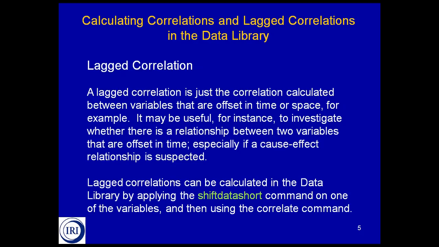Now, a lagged correlation is just the correlation calculated between variables that are offset in time or space, for example. It may be useful, for instance, to investigate whether there is a relationship between two variables that are offset in time, especially if a cause-effect relationship is suspected. Lagged correlations can be calculated in the data library by applying the shiftdatashort command on one of the variables and then using the correlate command.